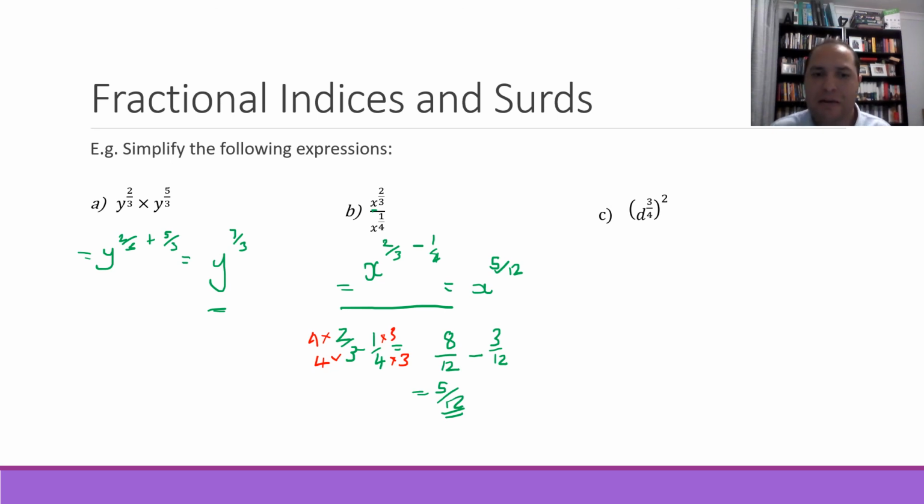Now last one, we've got d to the 3/4 squared. How we can write that one, we just multiply our powers together. So that'll be d, 3 times 2 gives us 6 over 4. The denominator stays the same, and we can simplify that to d to the 3 on 2 by dividing both numbers by 2. All right, and that's how we can simplify expressions with fractional indices.